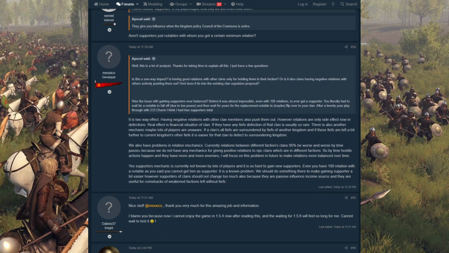Okay. We also have problems in relations mechanics. Currently, relations between different faction clans will 95% get worse and worse as time passes because we do not have any mechanics for giving positive relationship to NPC clans which are in different factions. So over time hostile actions happen and they have more and more enemies. I will focus on this problem in the future to make relationships more balanced over time.